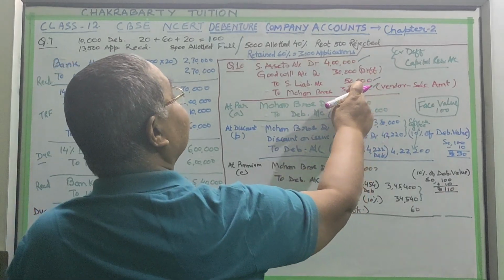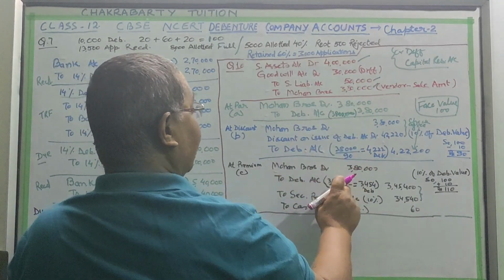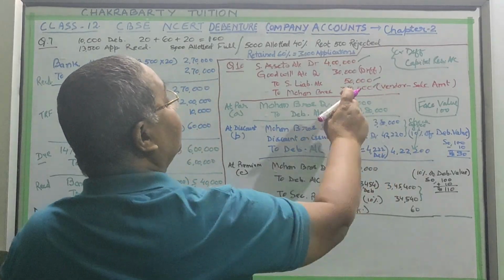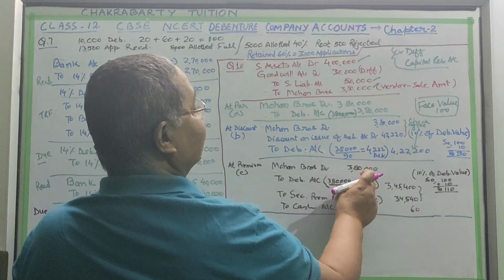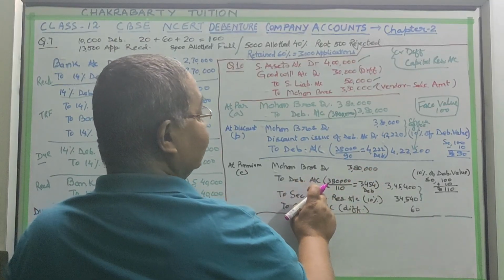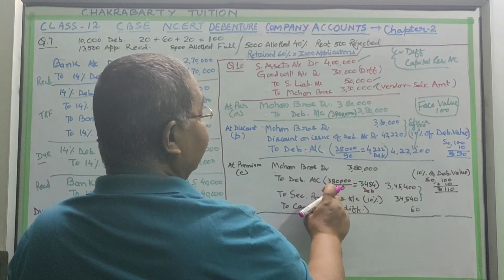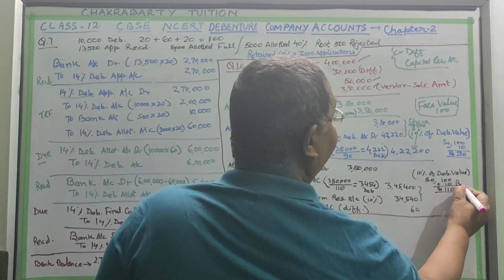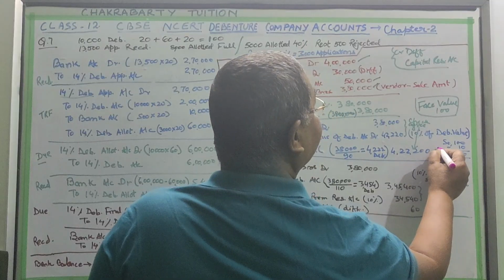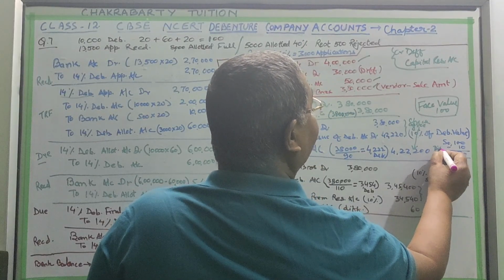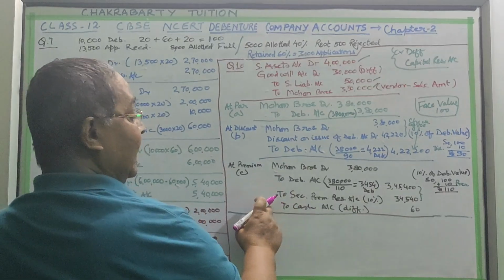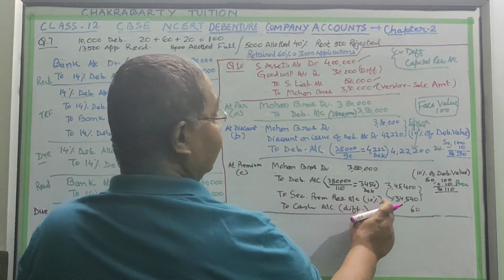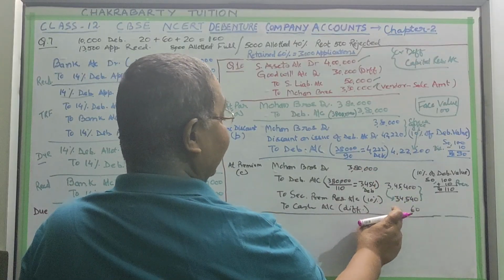So our journal entry will be: Mohan Brothers debit, because he is to be paid this much. Mohan Brothers will always be debited with the value to be paid to him, the sales consideration to be paid. Then debenture account will be created, 3,80,000 divided by 110, because here it is on premium. Here it was on discount, so the rest 10% should come here as premium. Now you see the total should agree, but here it is not agreeing.